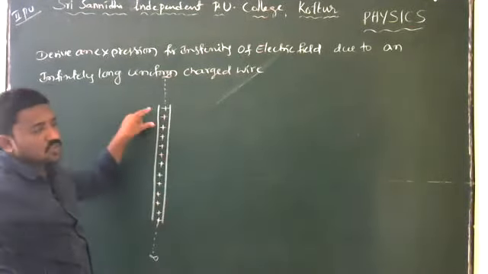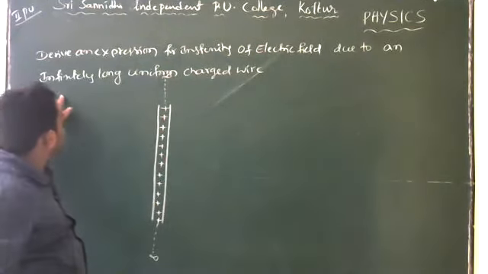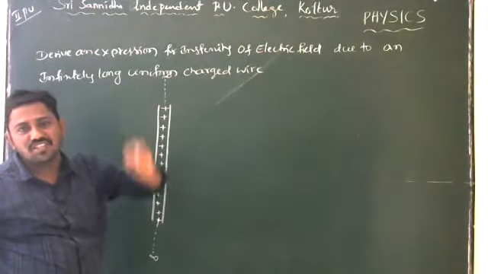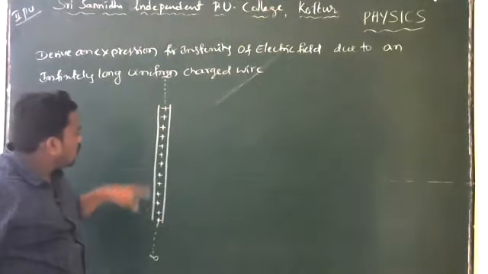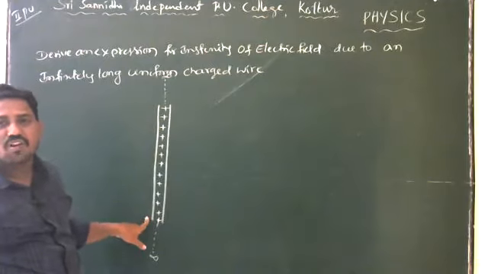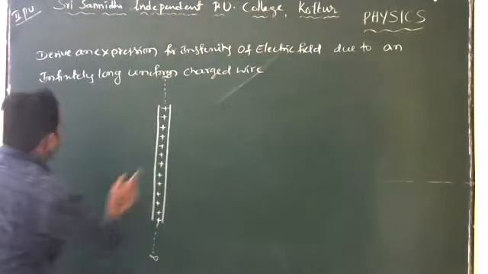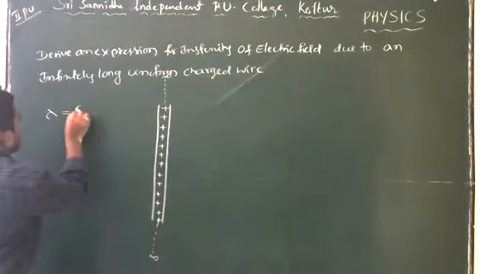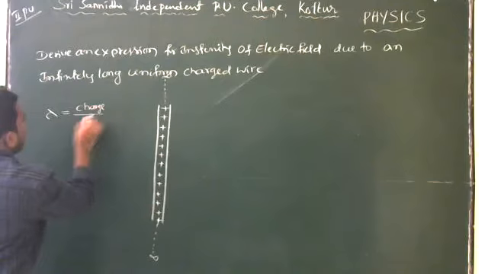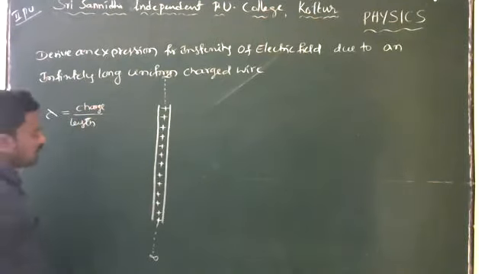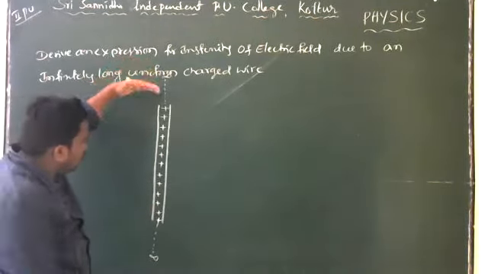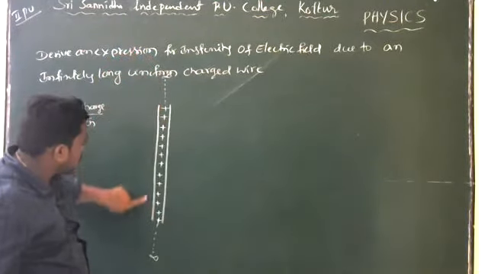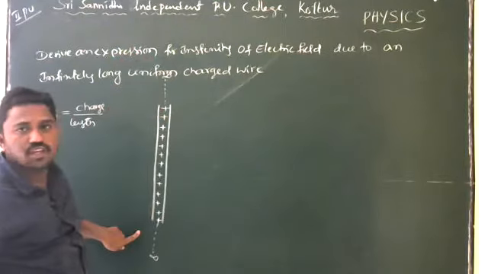So let us consider an infinitely long uniformly charged wire having the linear charge density. Why? Because charge per unit length of the wire is called the linear charge density. So this wire has linear charge density lambda, where lambda is equal to charge divided by length. The charge is uniformly distributed along the length of the wire.